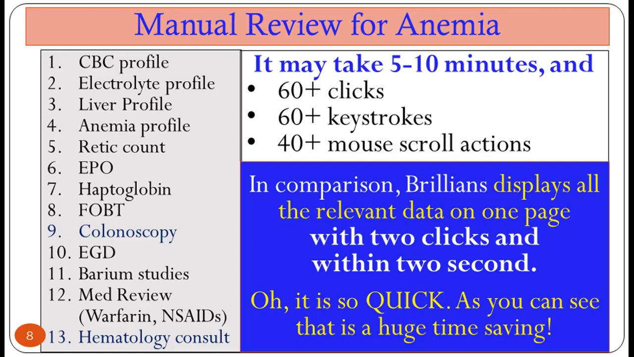Here is what it takes to manually review data about anemia. It may take 5 to 10 minutes, and 60 plus clicks, 60 plus keystrokes, and 40 plus mouse scroll actions. In comparison, Brillians displays all the relevant data on one page, with 2 clicks, and within 2 seconds. Oh, it is so quick. As you can see, that is a huge time saving.